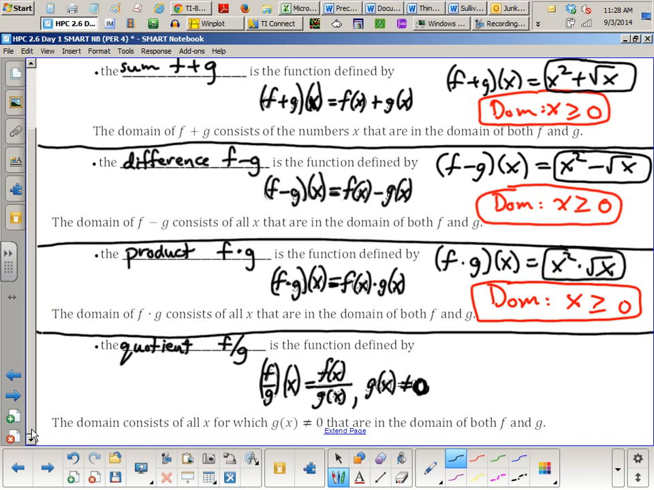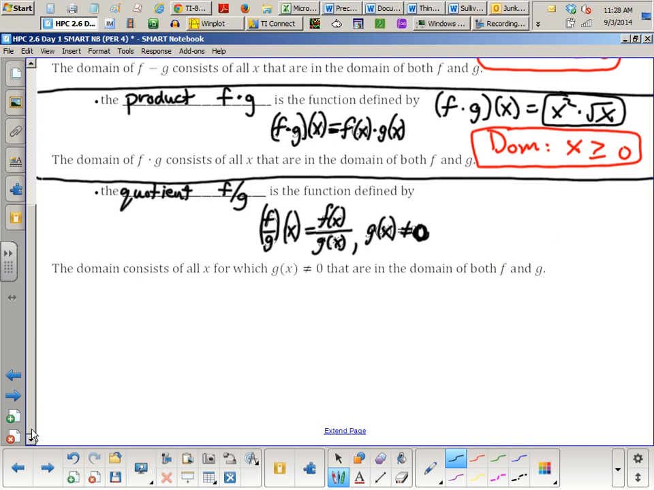Let's look at our example, our specific example. For us, f over g would look like x squared over rad x.